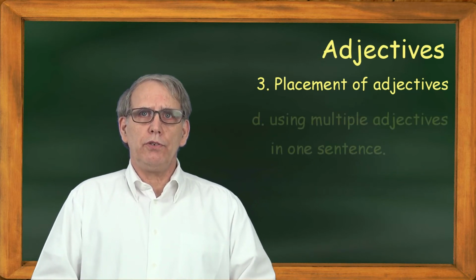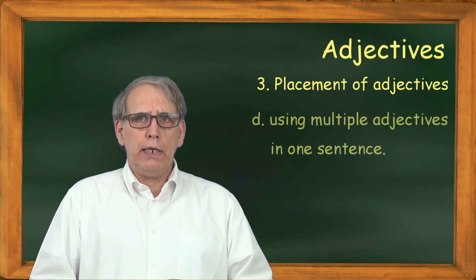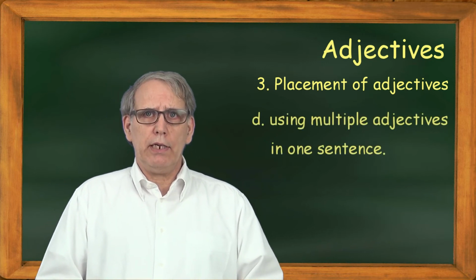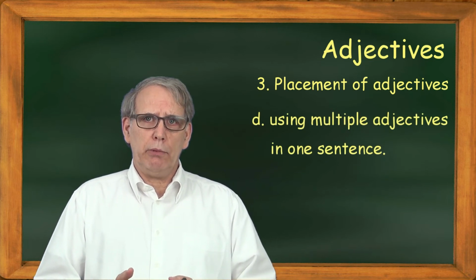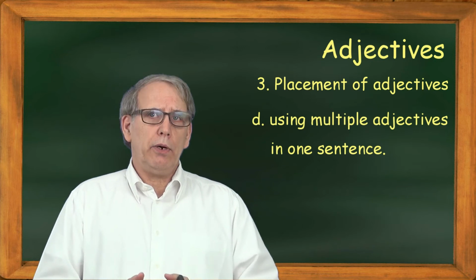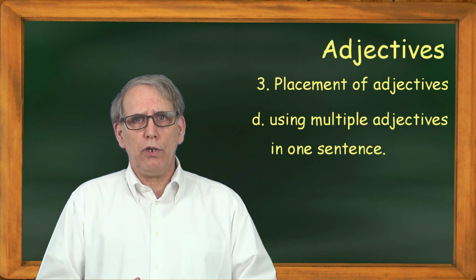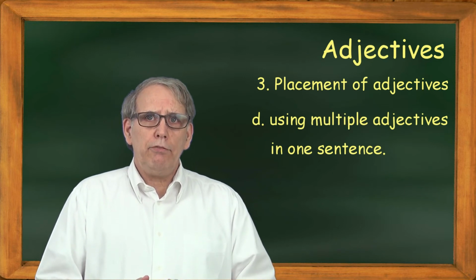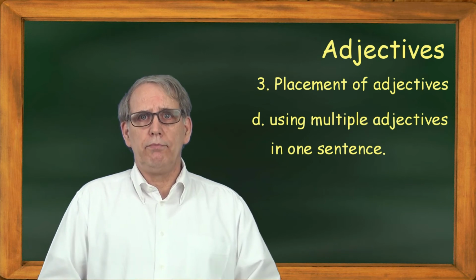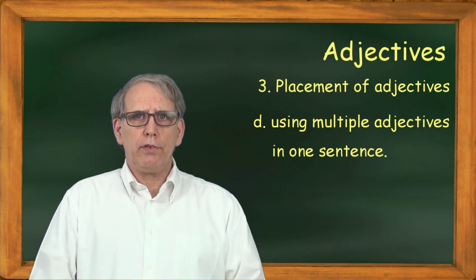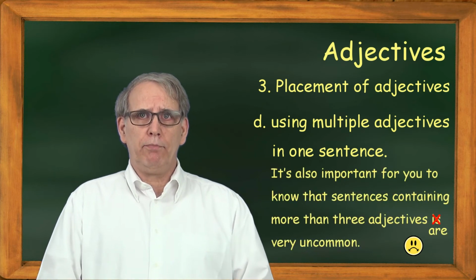That brings us to the use of multiple adjectives in one sentence. Sometimes you want or need to use more than one adjective in a sentence. When this happens, there is a specific order that is recommended. Notice that I said recommended. The rules of placement of multiple adjectives are not written in stone. However, if you follow these recommendations, your sentences will sound more natural. It's also important for you to know that sentences containing more than 3 adjectives are very uncommon.